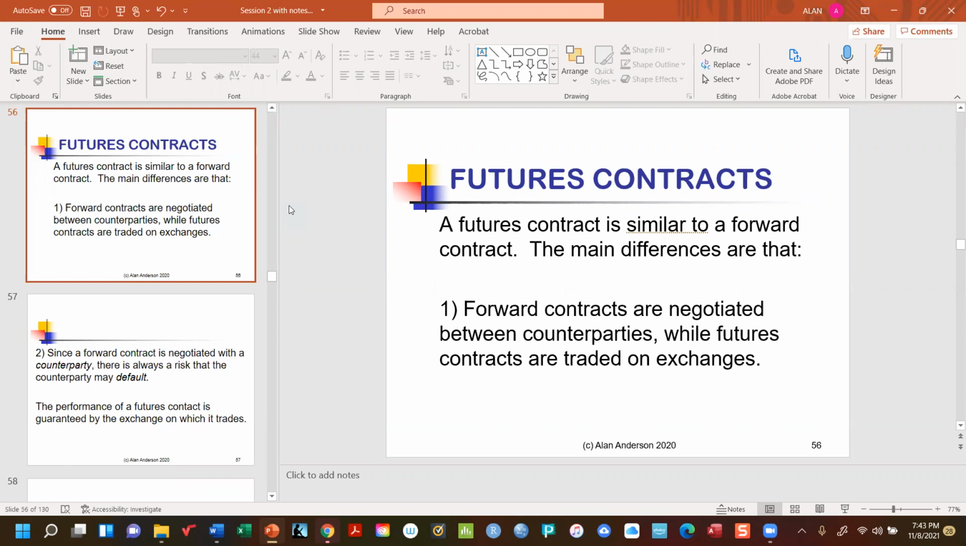That makes things a little bit easier in some ways, but in other ways, it makes things a little bit more restrictive, as we've seen. For example, with a forward contract, you can essentially have anything you want, as long as you can find a counterparty to trade it with you. Whereas with futures contracts, you really just have to take whatever they've got that's available. But in exchange for that, they make sure that whatever contract you enter into is always honored, so there's no credit risk.